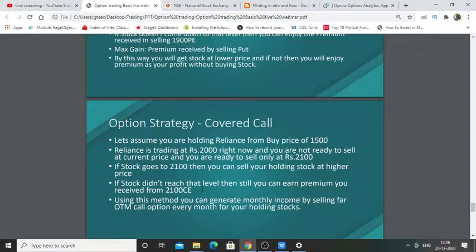The main motto of an option is to buy insurance for your holding stocks, or to sell at a predefined level. This is actually the only purpose of option trading. Okay, so now hope you got it.